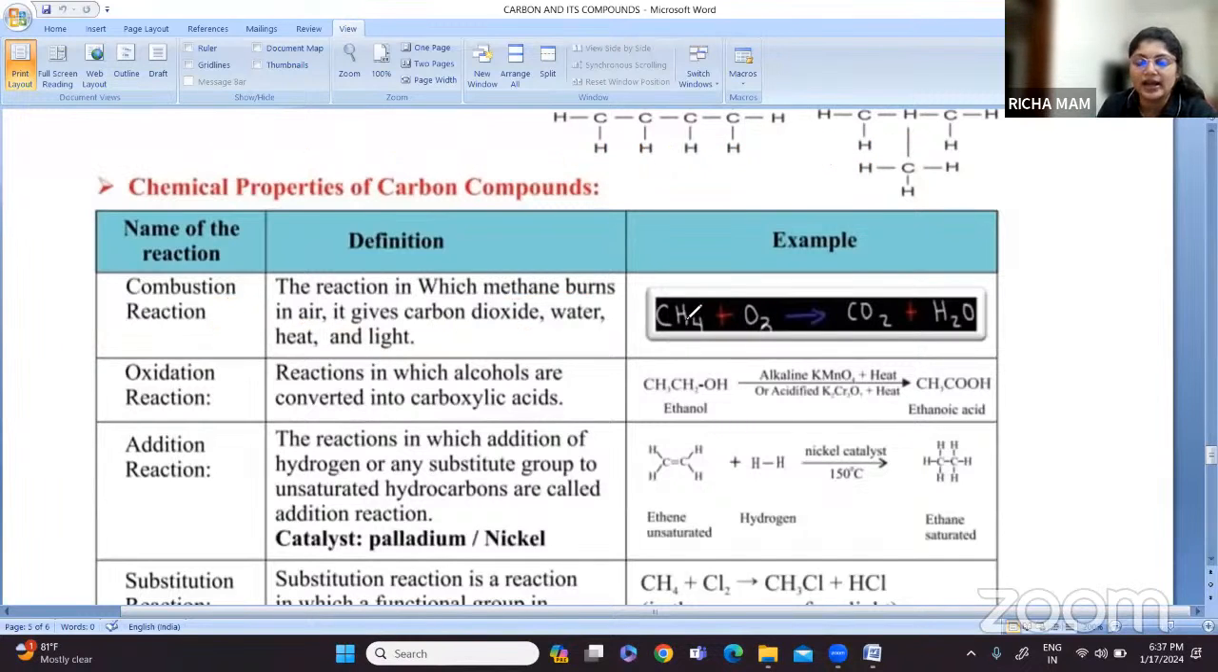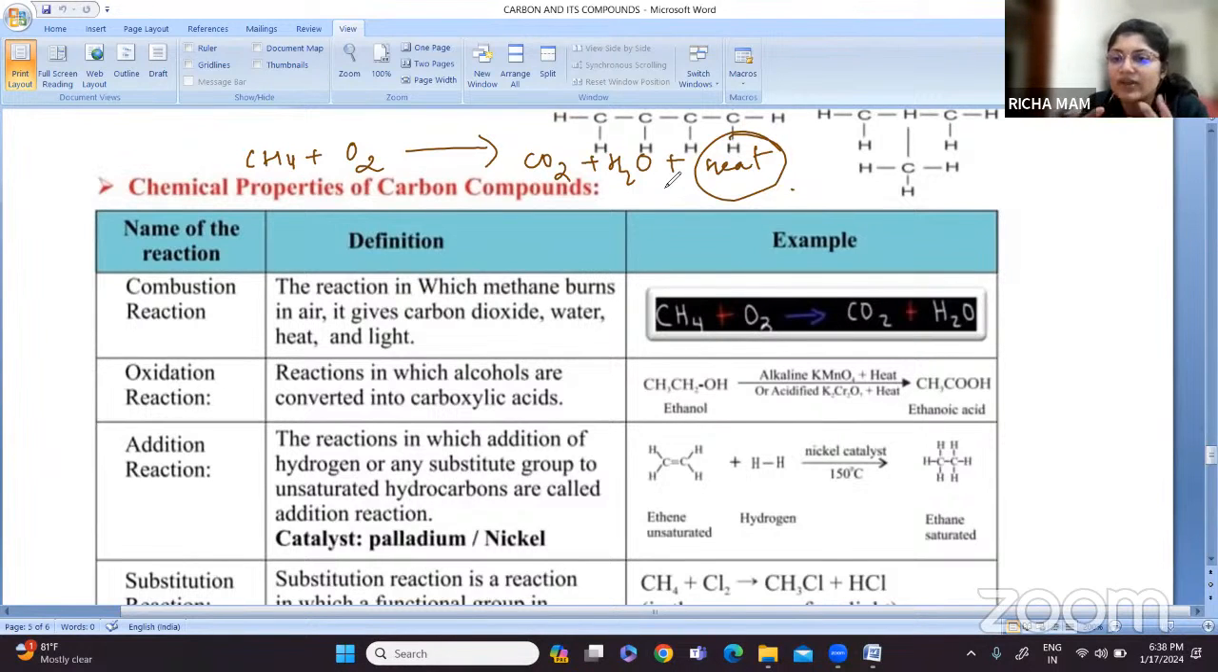You can see an example here. When methane, CH4, reacts with oxygen, and in the air what is present? Oxygen. It gives you carbon dioxide plus water, and heat is produced. Heat given out means it is an exothermic reaction. Next is oxidation reaction.